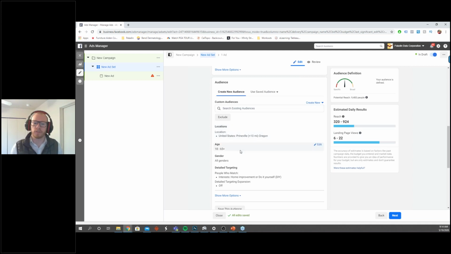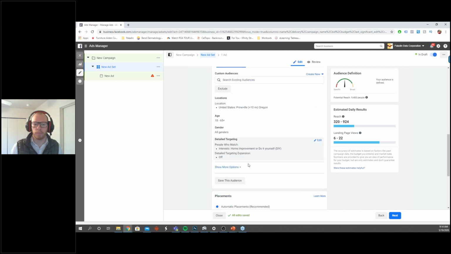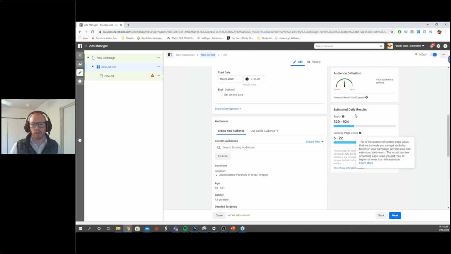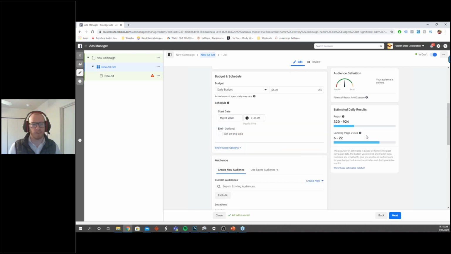We're looking at customers that are 18 to 65. And specifically, these are people who match home improvement or DIY projects. That's what they're interested in. They follow those types of pages. They engage with that type of content. For $5 a day, potentially, he could reach 320 to 924 people and expect between 6 to 22 landing page views. That's a ton of reach for not a lot of money.